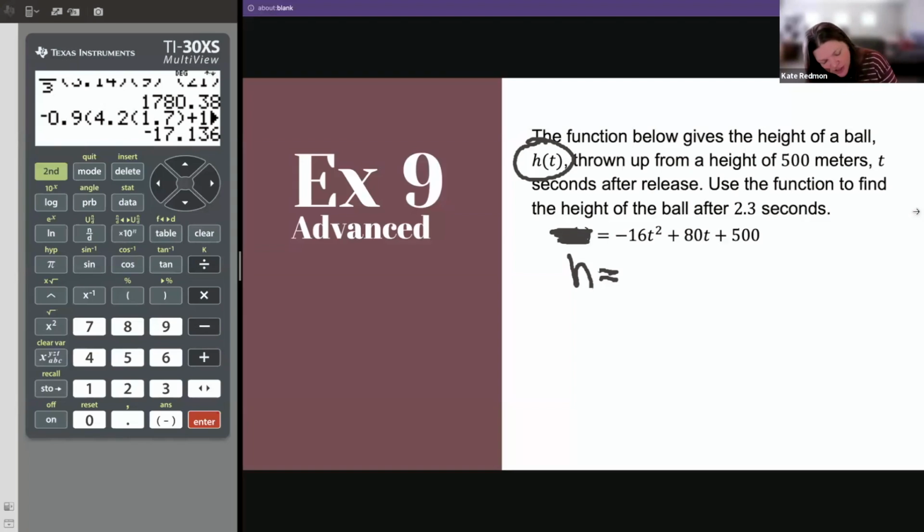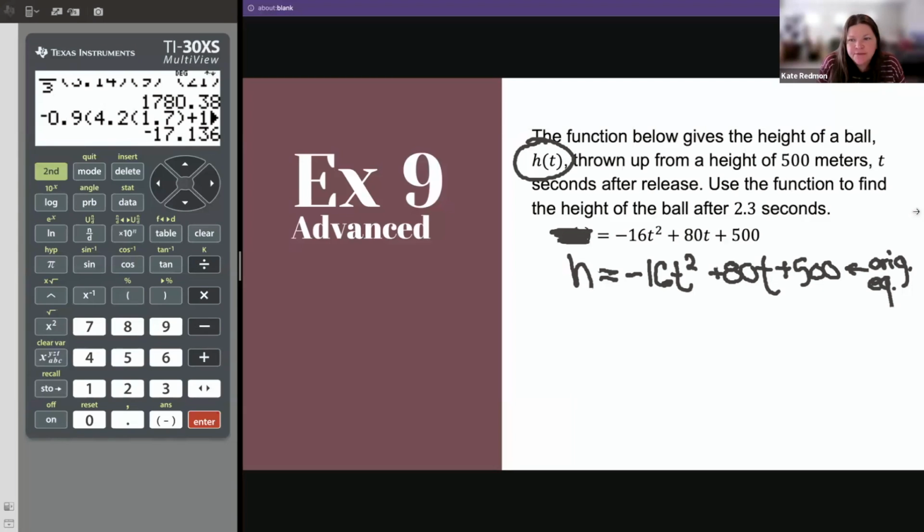So there's our function, h of t, or just h, is equal to negative 16t squared plus 80t plus 500. We have our original function, but some of the things that look like mysteries are not mysteries. I have some known values. Go back through that word problem, Mason. What information do they give us to give us a clue about what the letters mean?